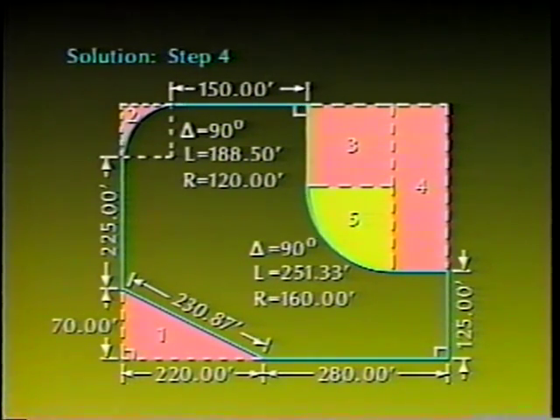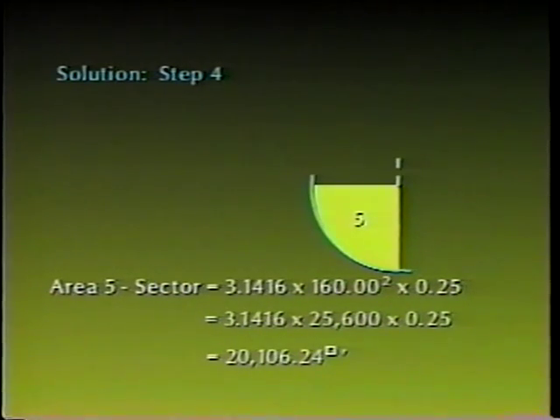Now the last area is area 5. It is a segment of a circle with a radius of 160 feet. Here we see the solution for area 5 and the square footage of 20,106.24 square feet.